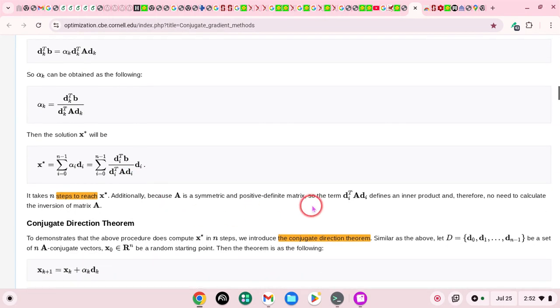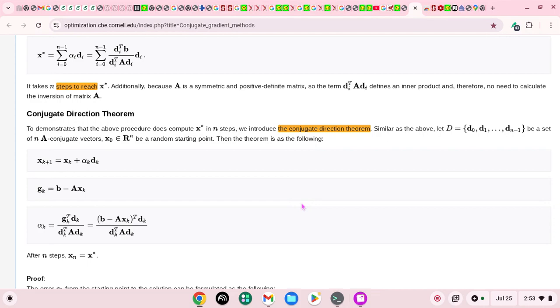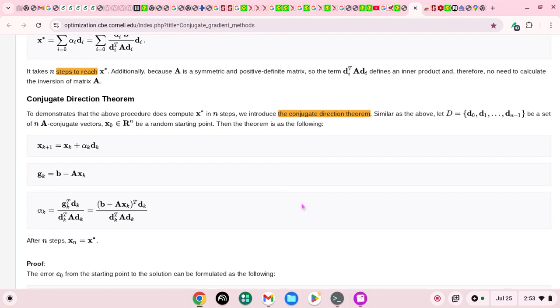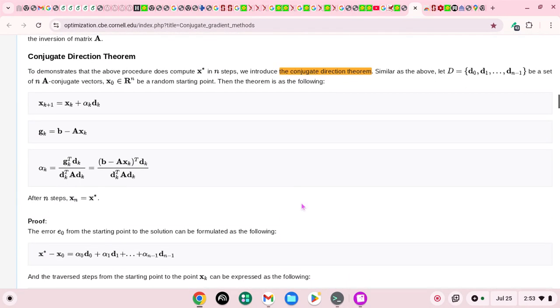So it all depends upon this inner product, which is A-conjugate with respect to the other directions, except when i is equal to j, and all other terms will cancel out. All the aforementioned things are explained clearly again here.